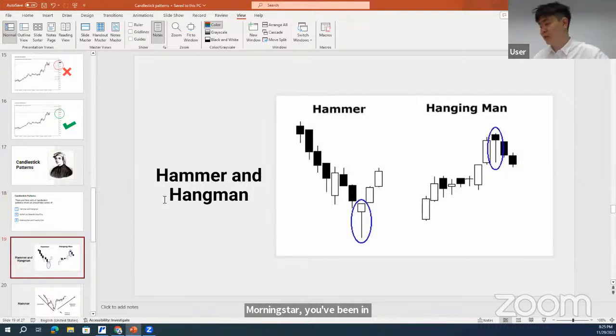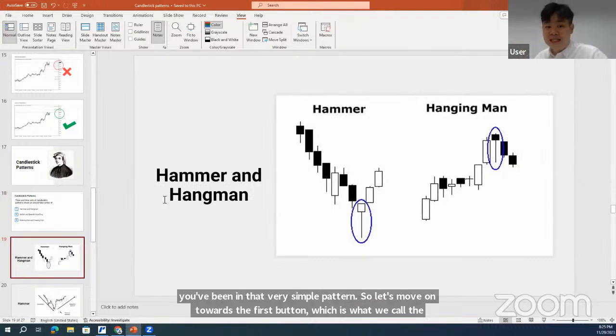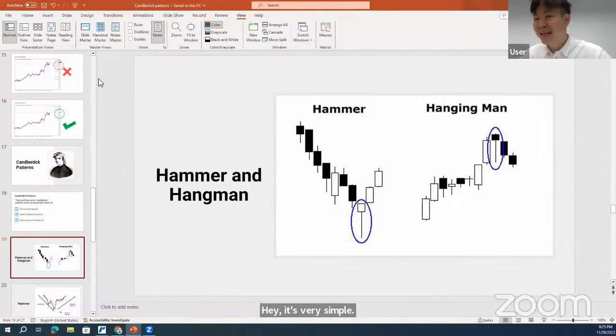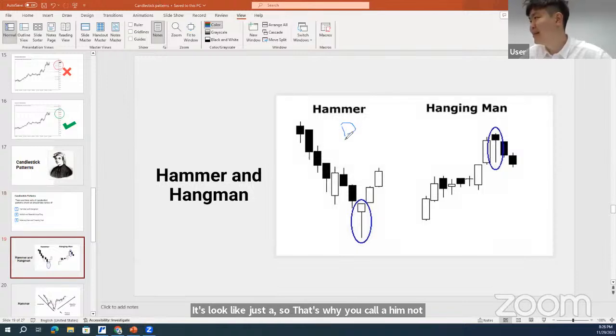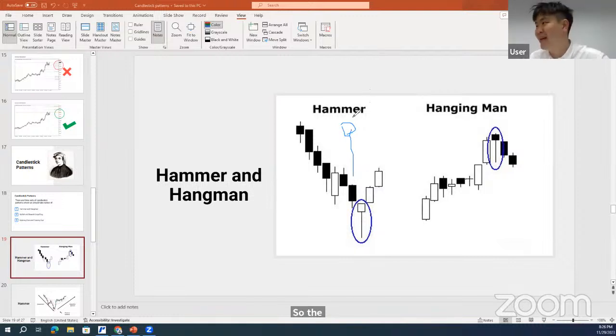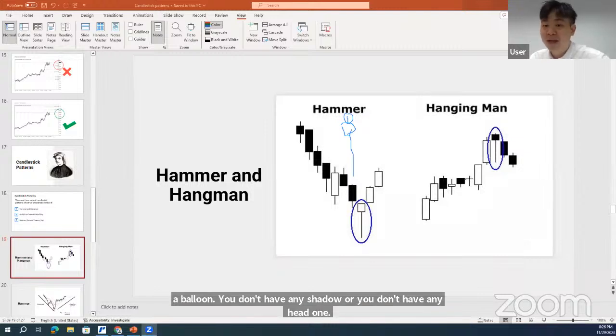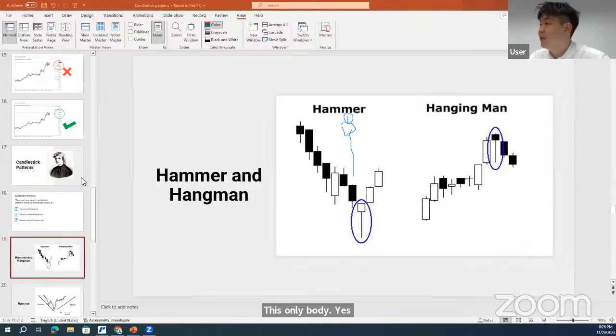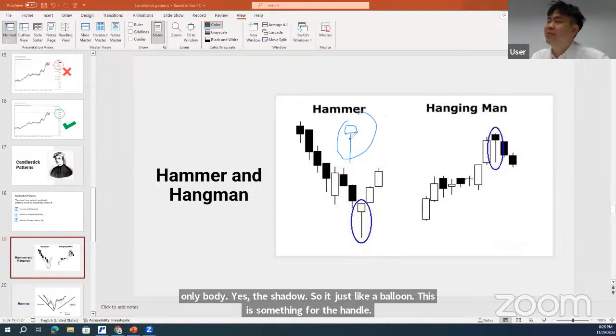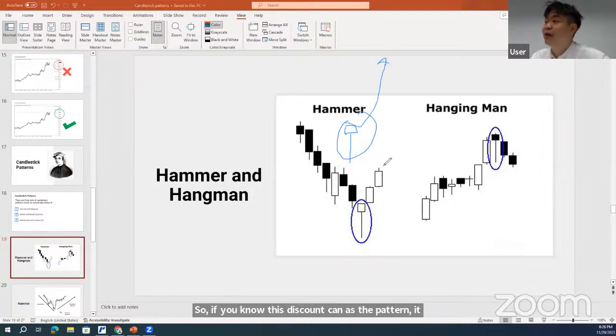Hammer is very simple. It looks just like a hammer. So that's why it's called a hammer candlestick. Normally, a hammer candlestick is like that one. So the candlestick body, and then we do have a very long shadow like a balloon. You don't have any shadow on the head. It's only the body as well as the shadow. So it's just like a balloon. This is what we call the hammer. So sometimes if you notice this kind of candlestick pattern, it might be indicating that there might be some trend reversal. From a downward trend moving towards an upward trend is what we call the hammer.